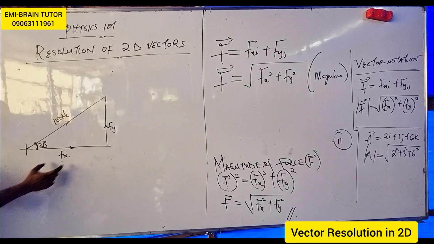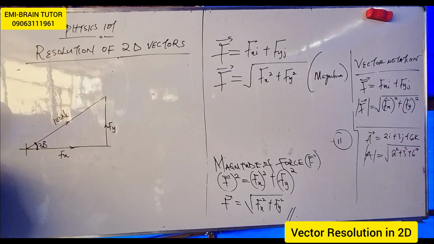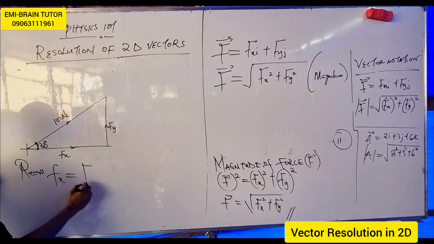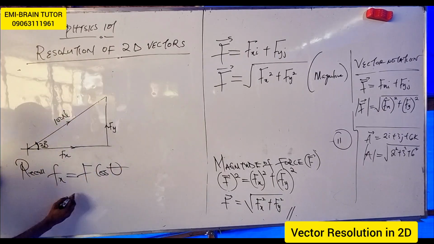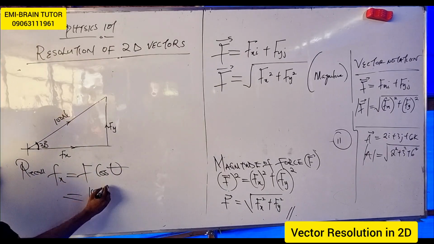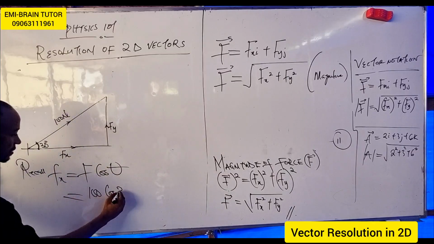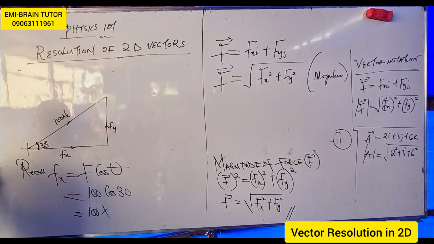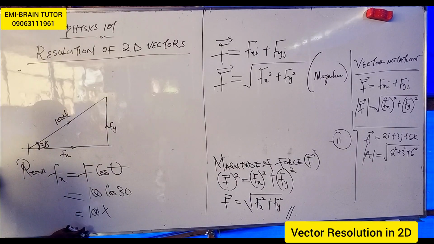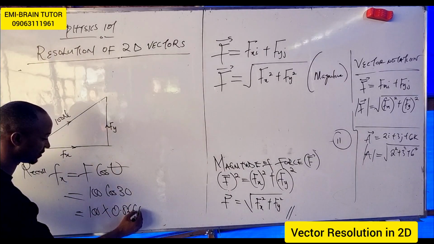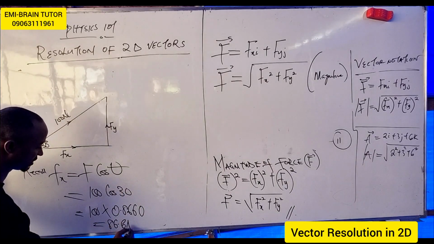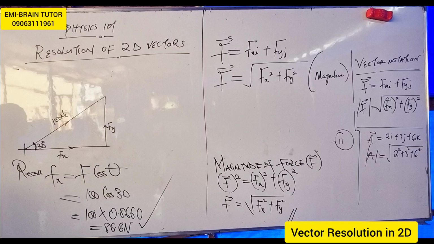So that means I'm looking for Fx. How do we resolve Fx? By now you should know that Fx is F cos theta. So what do you have here? What's cos 30? 0.8660. Multiply this. What do you have? 86.6 Newton.